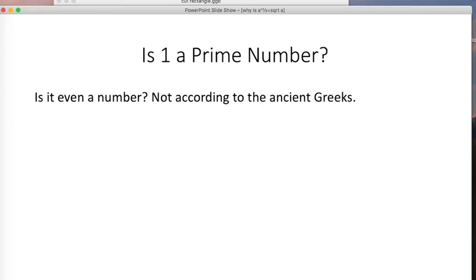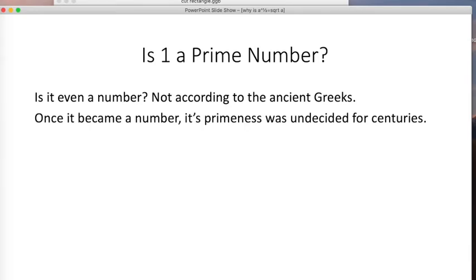Well, what do we mean by that? What we mean is that the word that they use that we normally translate as number actually meant plural number. That is to say 2, 3, 4 and so on. 1 was the monad and not one of those things called numbers. And so the question of whether 1 was a prime number just never arose. They couldn't really ask it.